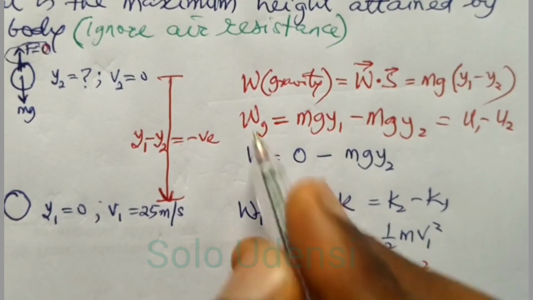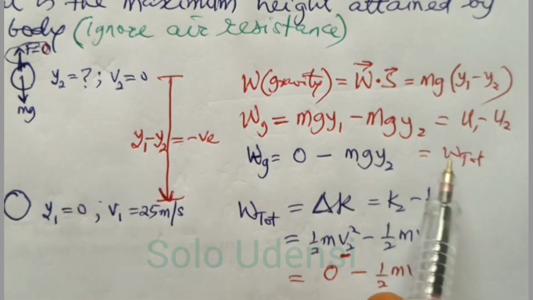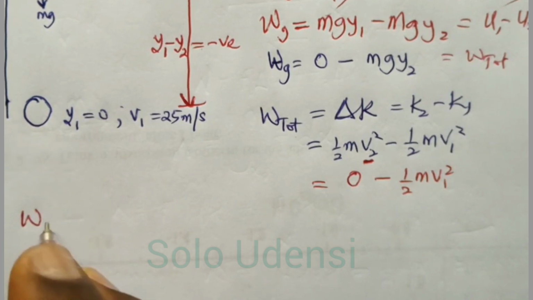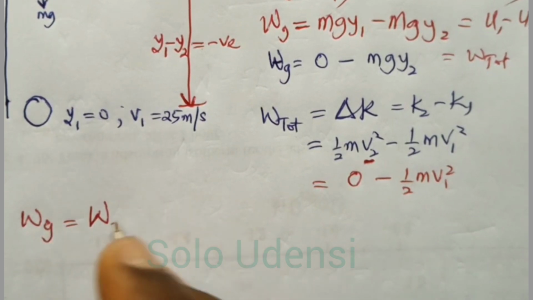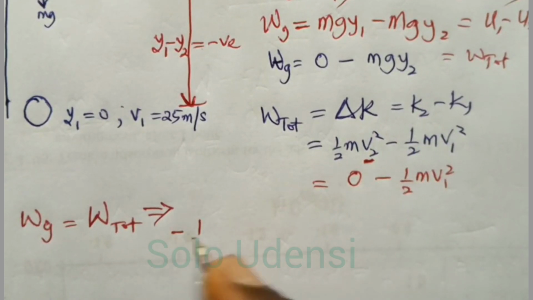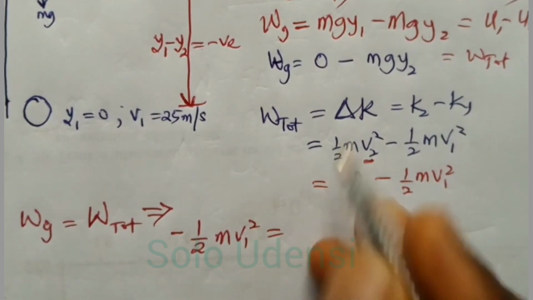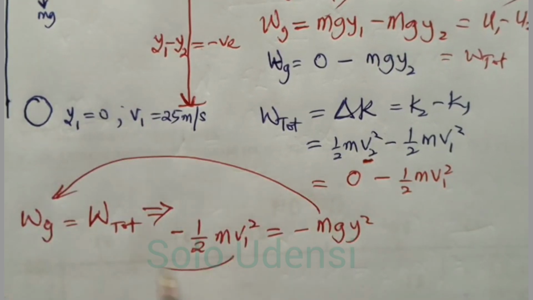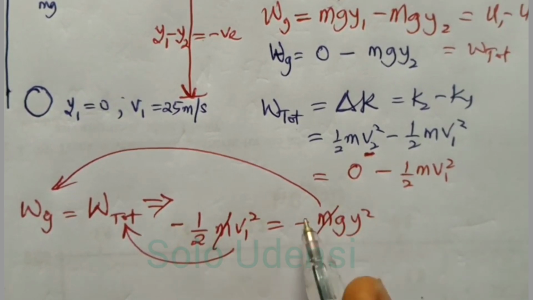If we equate them, because of course this is the total work, since there's no other force acting on this except that of gravity, we'll have that Wg is equal to W. This implies that minus half mv1 squared is equal to minus mg y2. So the mass cancels mass, and minus cancels minus.